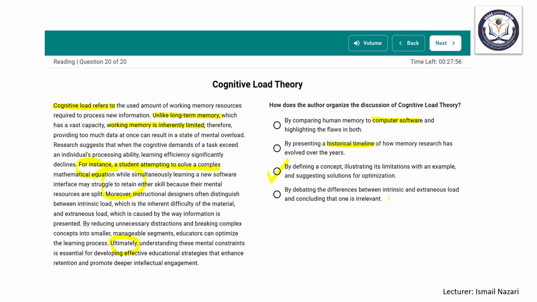D, by debating the differences between intrinsic and extraneous load and concluding that one is irrelevant. Although it mentions the intrinsic and extraneous load, it didn't say that one of them is irrelevant. No, that's not the purpose actually. So D is wrong. B is also an incorrect choice. We don't have this kind of information. The one correct is C. Great.